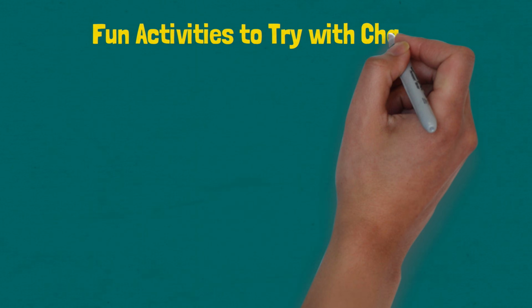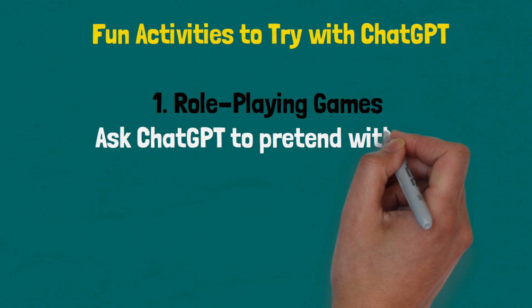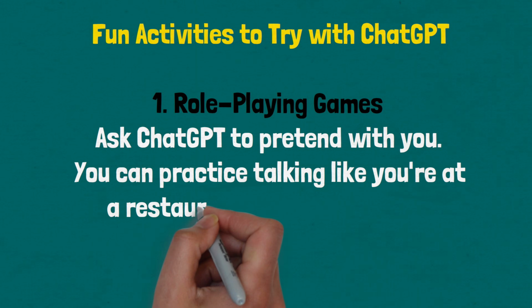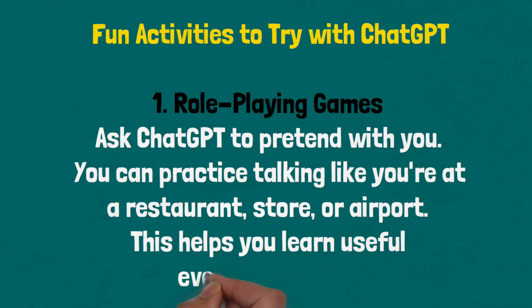Fun activities to try with ChatGPT. 1. Role-playing games. Ask ChatGPT to pretend with you. You can practice talking like you're at a restaurant, store, or airport. This helps you learn useful everyday English.